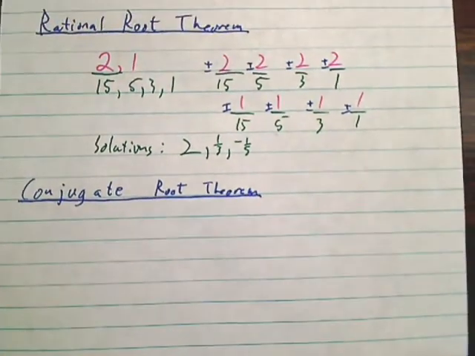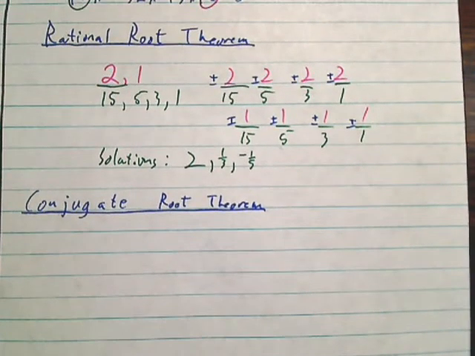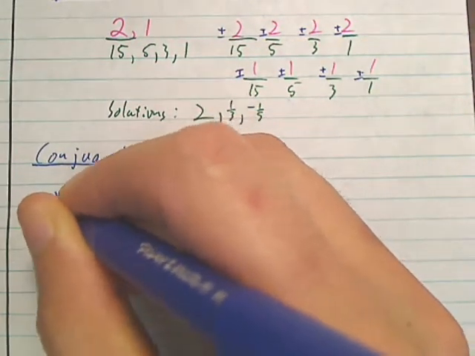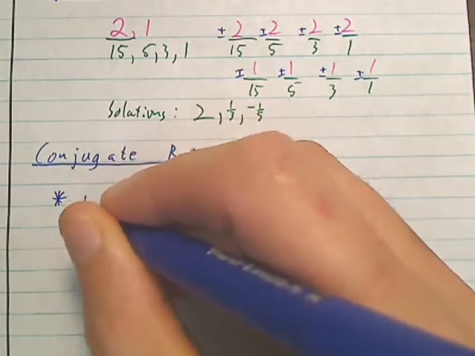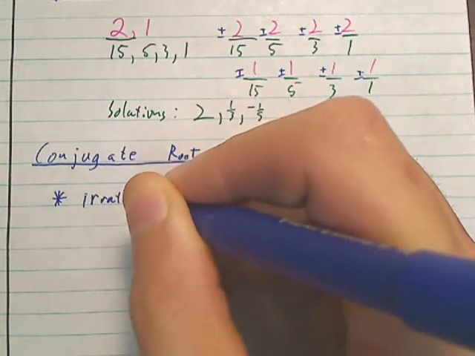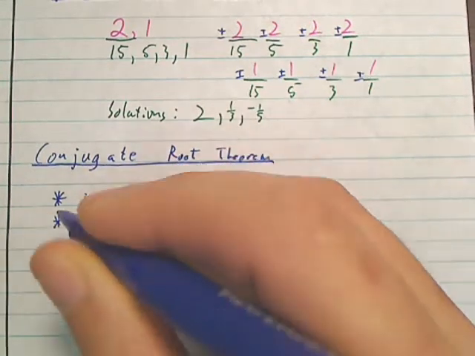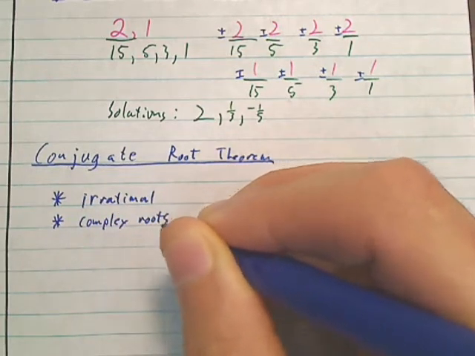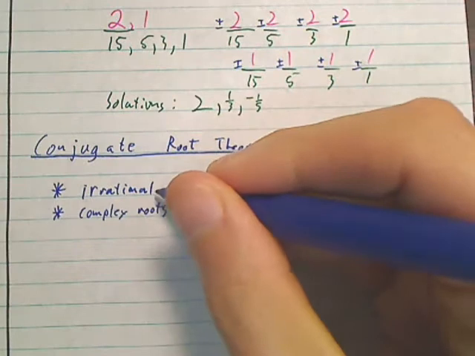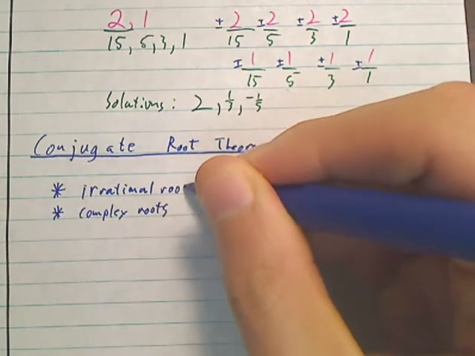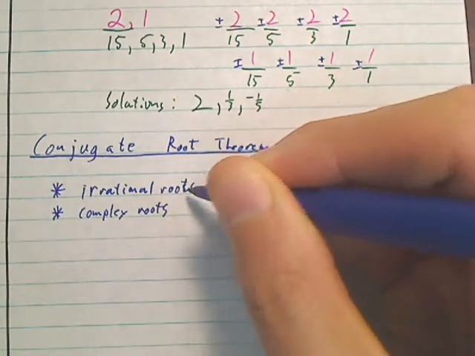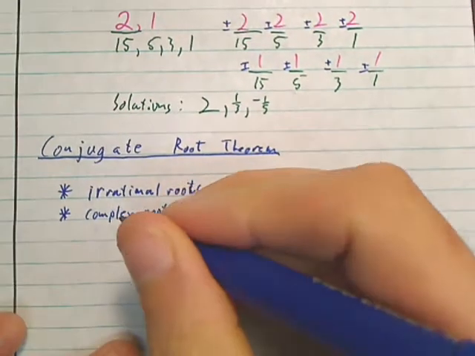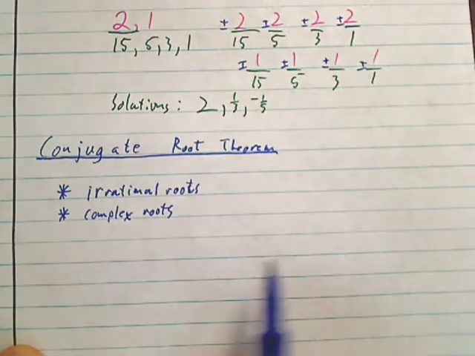Okay, the rational root theorem dealt with rational numbers. The conjugate root theorem deals with those other kinds of roots. It deals with irrational roots and complex roots. Okay, so I have irrational roots and complex roots, and the conjugate root theorem deals with these kinds of roots.